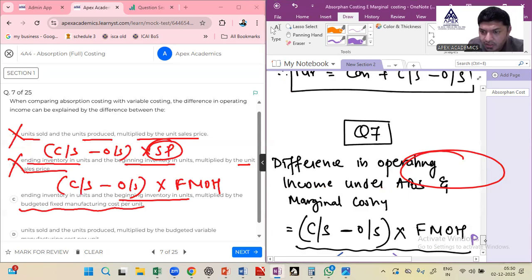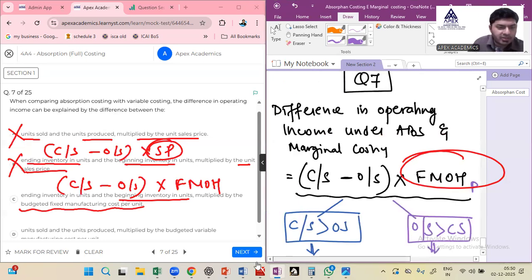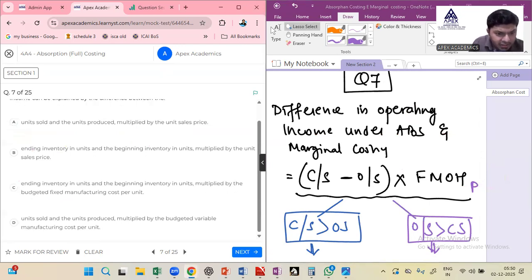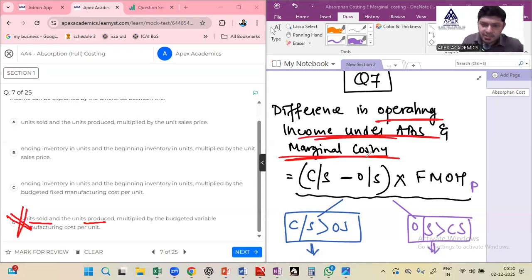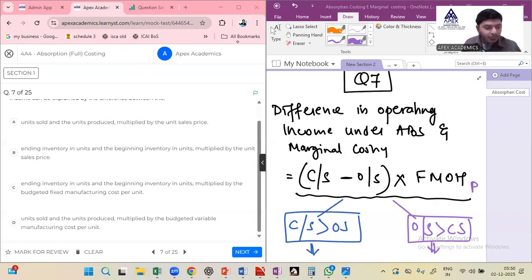Yes, we have to add the term over here, per unit. What do we have to add over here, guys? Per unit. They are budgeted on a per unit basis. So our answer is going to be option C. But let us look at option D also, so that we are able to logically eliminate it. Units sold and units produced. No, they are not concerned with the difference in operating income under absorption and marginal. This has got to do with your inventory levels and your fixed manufacturing overheads. So that's your question number 7.